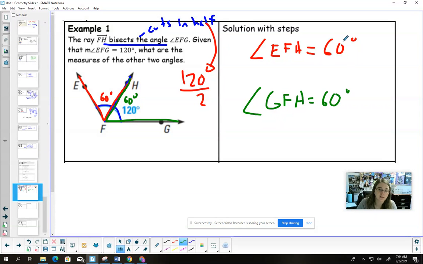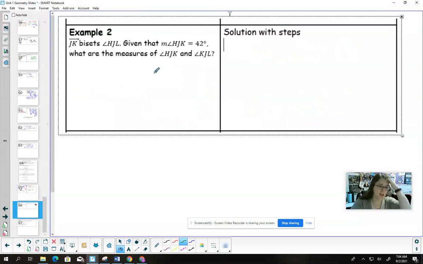Be very careful, guys, as we start to put these questions together. They have to tell us something is cut in half to be able to say this. If they don't say something is bisected or cut in half, we can't make any assumptions about whether it is actually cut in half. We would do something else if that were the case. Let's go ahead and try the next one.